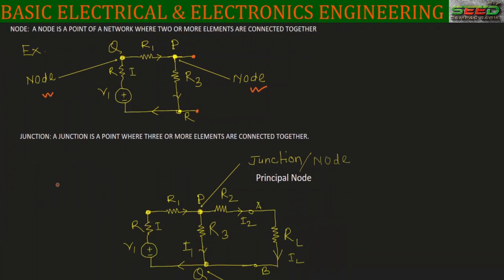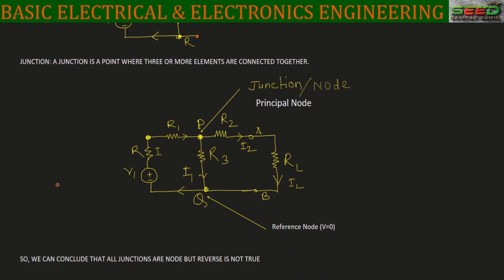Next, junction. A junction is a point where three or more elements are connected together. You can remember that three or more elements must be connected together at a particular point in a circuit. So here you can see in the example at point P, R1, R2, R3 are connected together. That means this point P is called a junction.